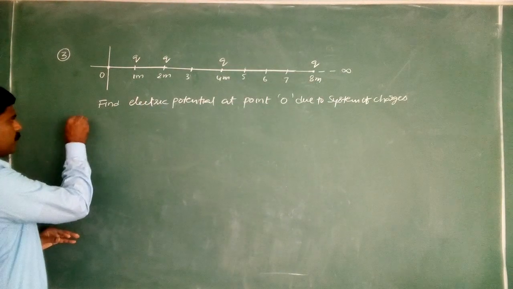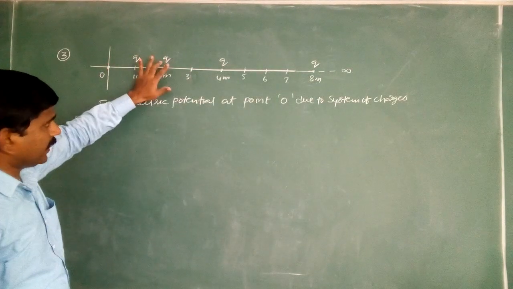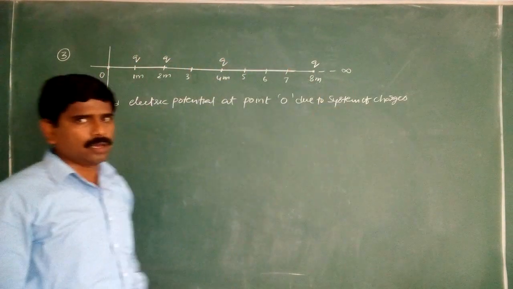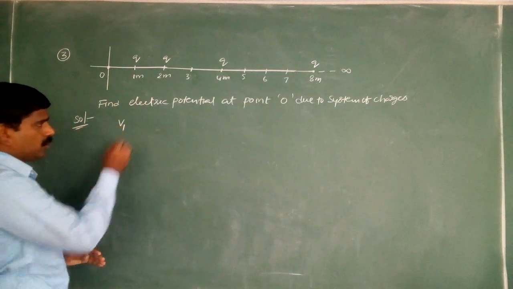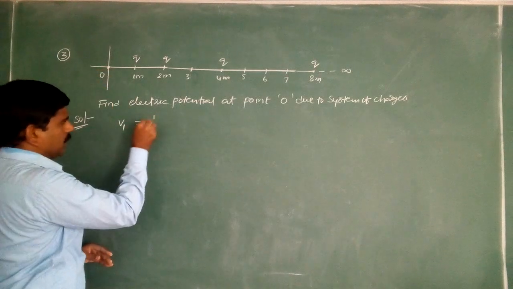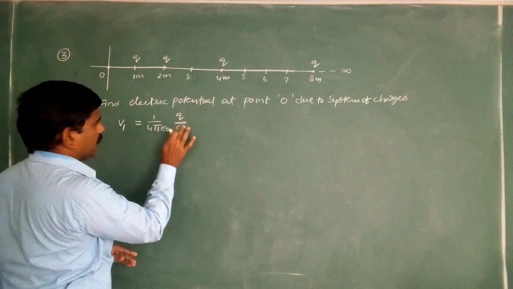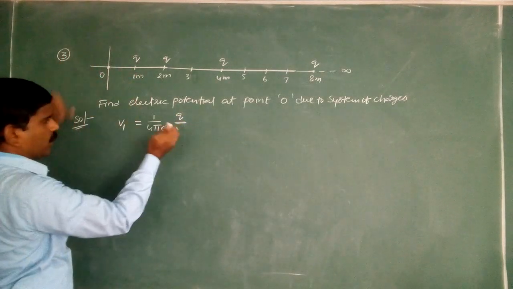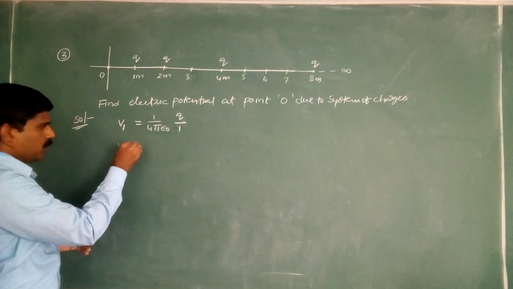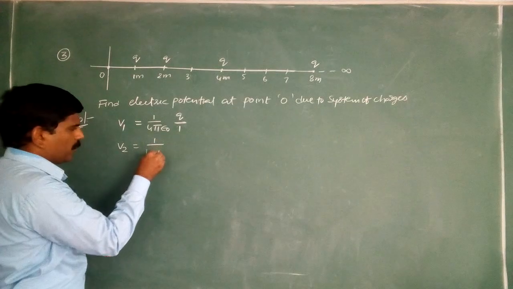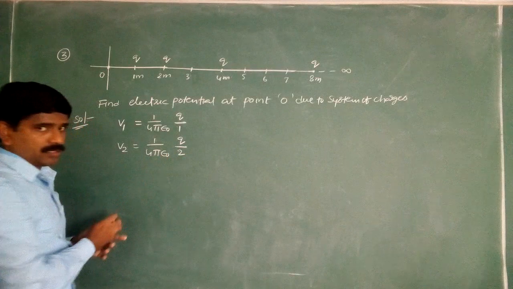So observe here, due to the system of charges, this is the first charge, the second one, third one, fourth one and so on. Due to the first one, electric potential is V1 at point O, which is equal to 1 by 4 pi epsilon naught into Q by A, that is, the distance is equal to 1 meter. Second one, V2 is equal to 1 by 4 pi epsilon naught into Q by, that distance is equal to 2 meters.